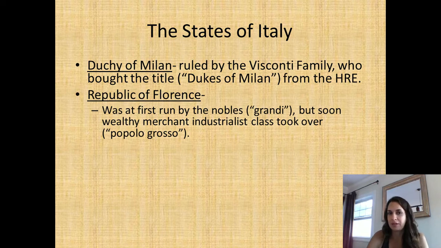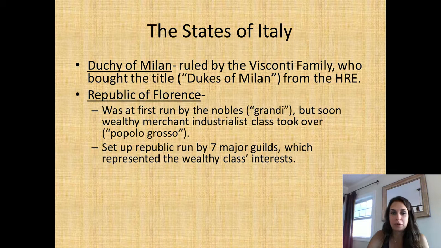For this reason, the wealthy merchant class, who were not noble but had money, were called popolo grosso, which in Italian literally means fat people. Now, that doesn't mean that they were actually fat or overweight, but back then, being fat meant that you had a lot to eat, and having a lot to eat was a sign of having a lot of money.